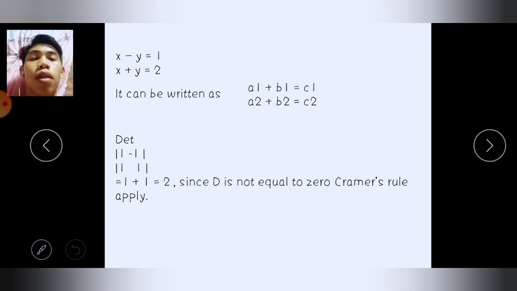So now we're going to simply add the numbers. So 2, since the determinant is not equal to 0, so we can apply Cramer's rule.